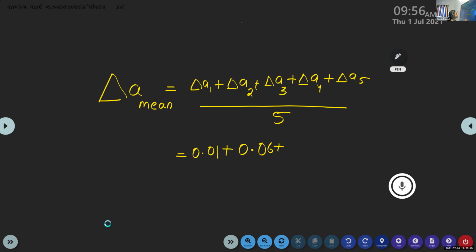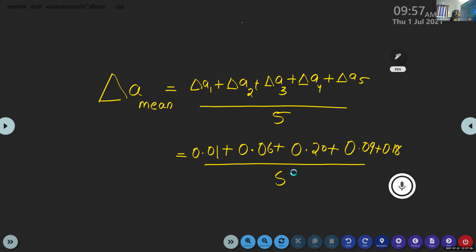So here delta A3 becomes 0.20, plus delta A4, which is 0.09, then delta A5, which is 0.18, divided by 5. So delta A mean is equal to 0.01 plus 0.06 plus 0.20 plus 0.09 plus 0.18 divided by 5. What is the final answer?